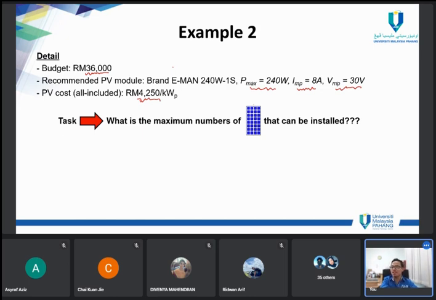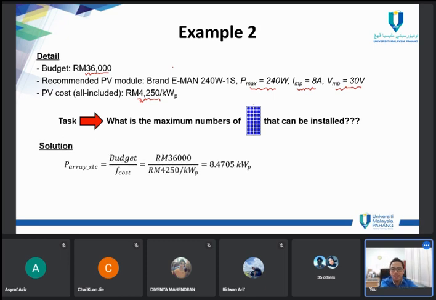Very straightforward and extremely super easy question. So the task is, what is the maximum number of modules that can be installed in that proposal. We're not sure about the roof or whatever, we don't care. What we care about is the budget that we are given, 36,000, and the brand Iman module, very high quality, that we are going to supply to you. So the maximum number of modules, very straightforward.